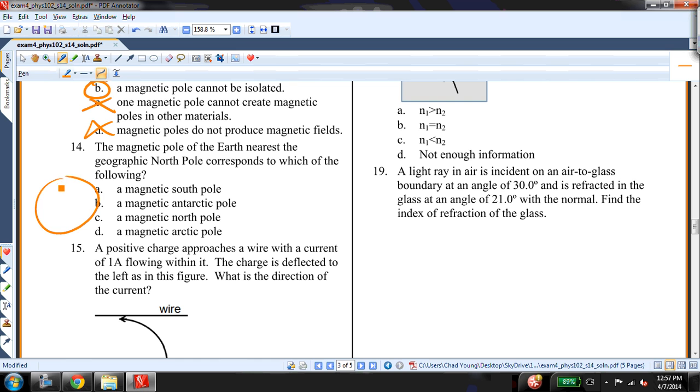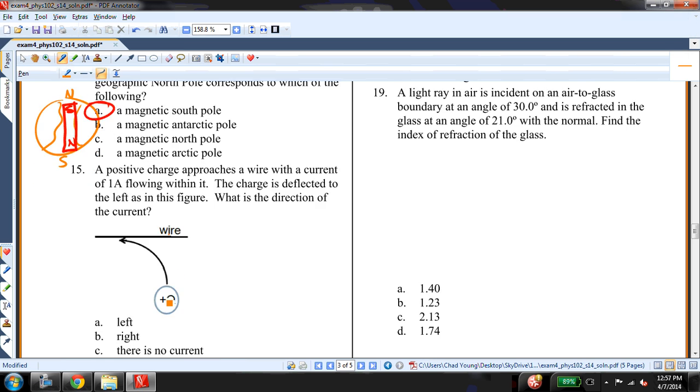The magnetic pole of the Earth nearest the geographic North Pole corresponds to which of the following? All right, remember, here's the Earth. This is the North Pole. This is the South Pole. But if I imagine the Earth having this great big bar magnet, this would be the southern magnetic pole, and this is the northern magnetic pole. All right, so the answer is magnetic South Pole.